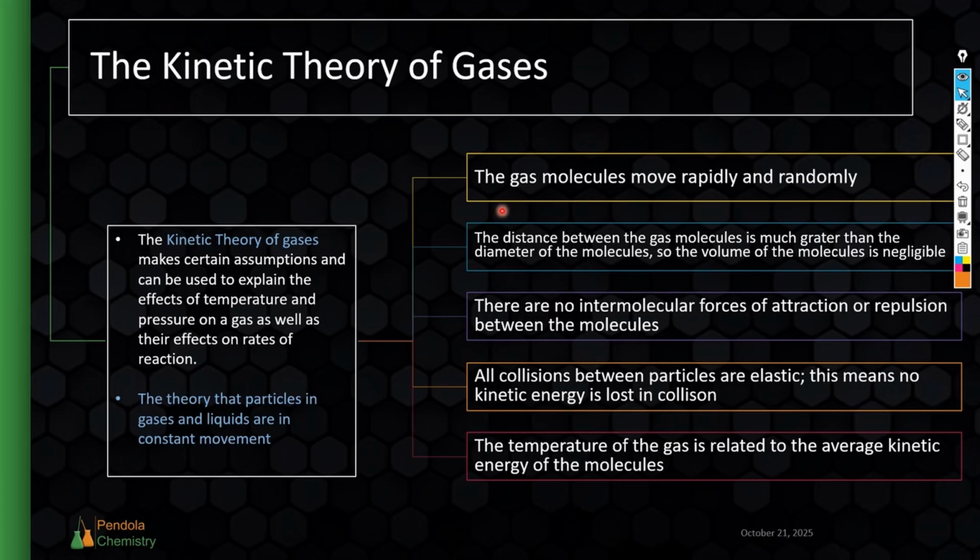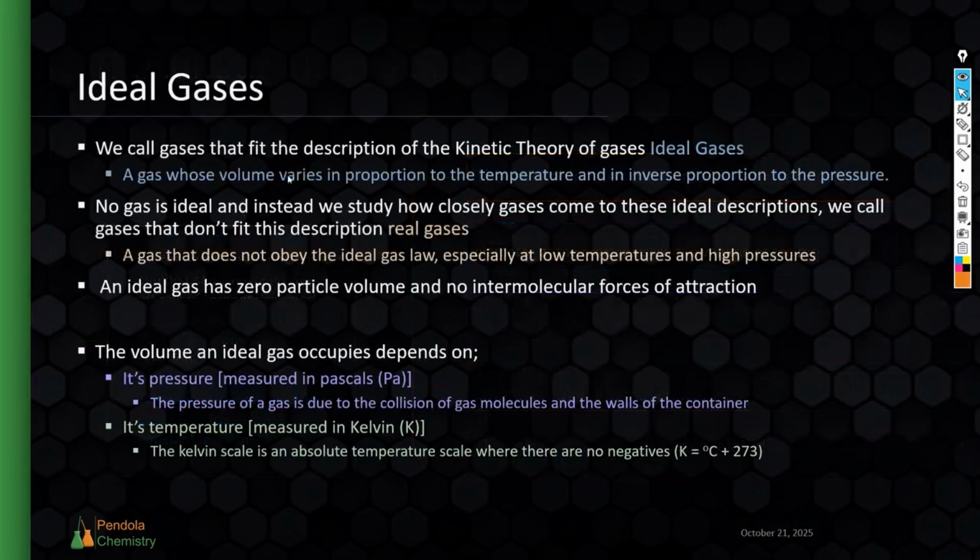Now, a lot of these assumptions, at least, are very unrealistic. We already talked about how the collisions being elastic is not practical, it's more theoretical. But when we look at kinetic molecular theory, those assumptions are made in order to make it easier to work with. And when a gas fits most or all of those assumptions, we call it an ideal gas. We call gases that fit the description of the kinetic theory of gases ideal gases. A gas whose volume varies in proportion to temperature and in inverse proportion to pressure is the official definition, and we'll talk about these mathematical relationships in a little bit.